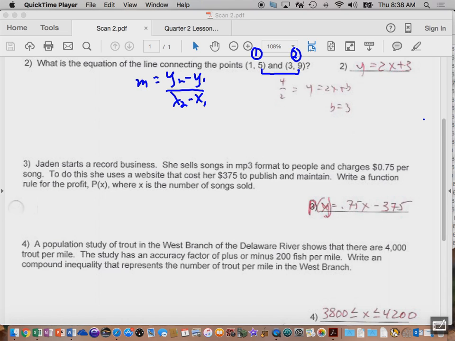And that means I'm going to make the 9 bigger than the 5, so we go with that. 9 minus 5 over 3 minus 1, which is 4 over 2. So that means the slope is going to be 2. This is a y, not a 4 here. So that leads me to y equals 2x plus b.